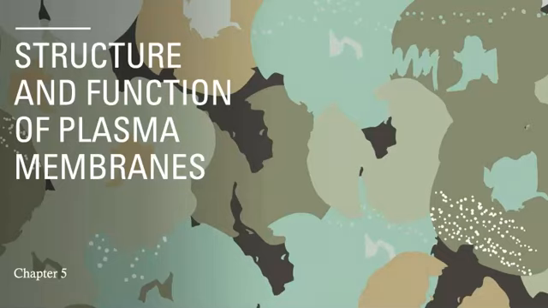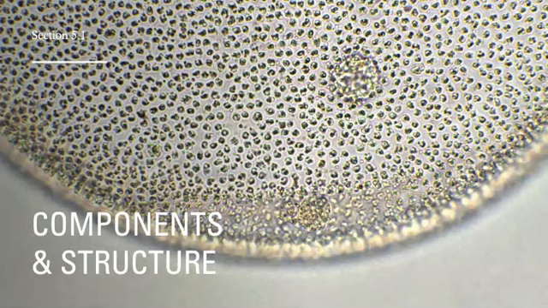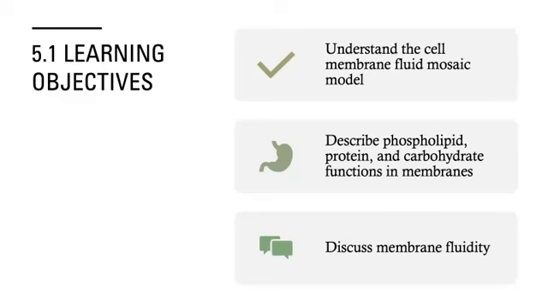Hello and welcome to your Chapter 5 video lecture series where we are going to talk about the structure and function of plasma membranes. We'll start off with section 5.1 on the components and structure of the plasma membrane. So our learning objectives will be to understand the cell membrane fluid mosaic model, describe phospholipid, protein, and carbohydrate functions in membranes, and discuss membrane fluidity.